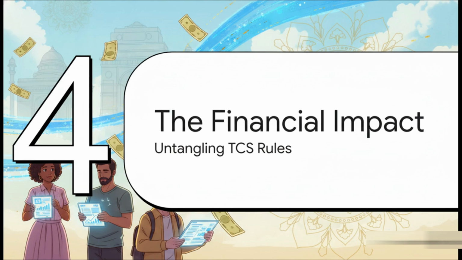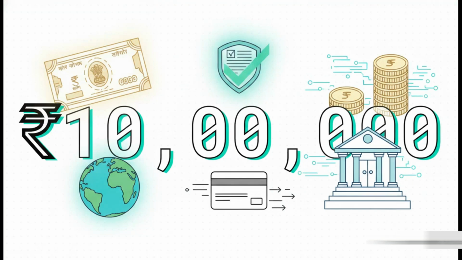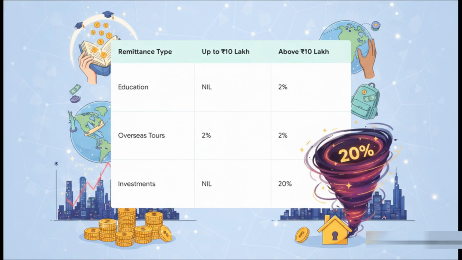Tax collected at source, or TCS, under the Liberalized Remittance Scheme. Okay, here is exactly where people get tripped up. We just talked about a 5-lakh threshold for getting a CA certificate, right? Well, forget that number for a second. When we talk about tax collected at source, the threshold you need to worry about is 10 lakhs. If you are a resident Indian transferring funds abroad, this is the number that triggers an upfront tax hit directly at the bank. Let's look at the actual financial impact.